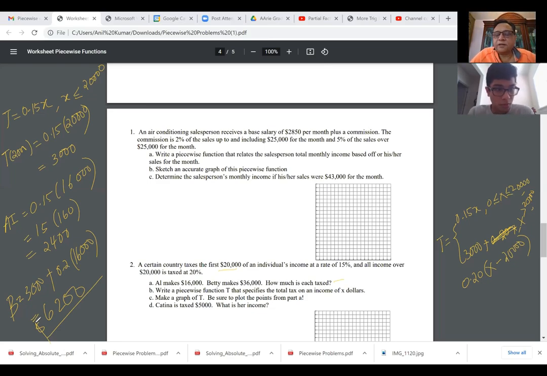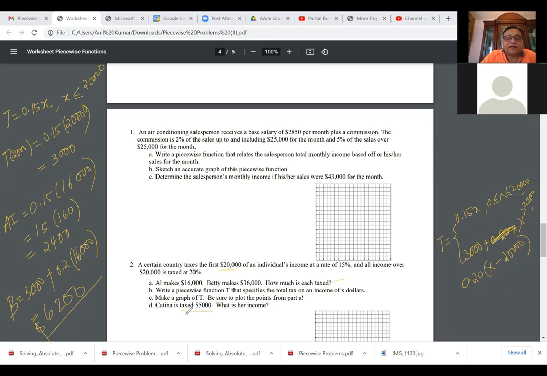So we have already written a piecewise function in this regard. Specific tax and x dollars. You can make a graph, and these are your critical points, correct? So zero is earning, then zero is tax, right? So it starts with zero earning, zero tax.